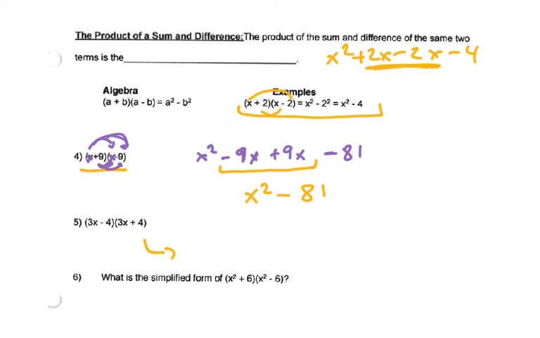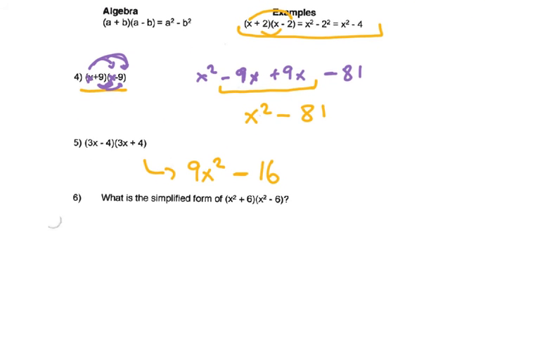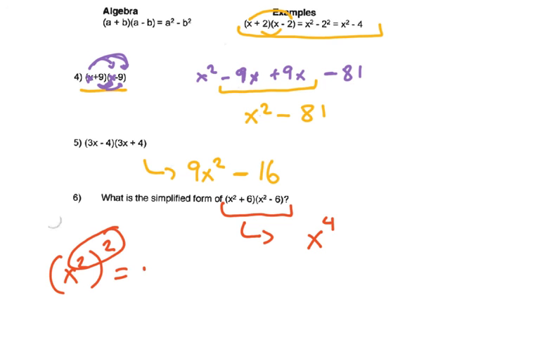So 3x times 3x, or 3x squared, is going to give me 9x squared. Notice you do have to square the 3, and then square the back. So 4 squared is 16, so it's negative 16. And that's it. And even in number 6, where they're trying to scare you by having an x squared, you just do the same process. You square it. Again, just to be clear here, x squared squared means I'm doing 2 times 2, which is 4.